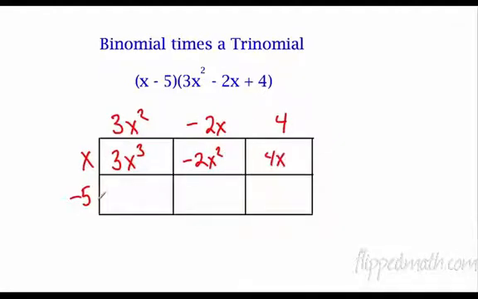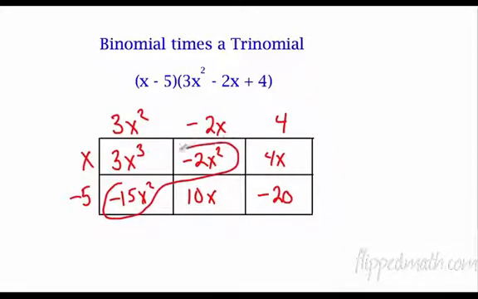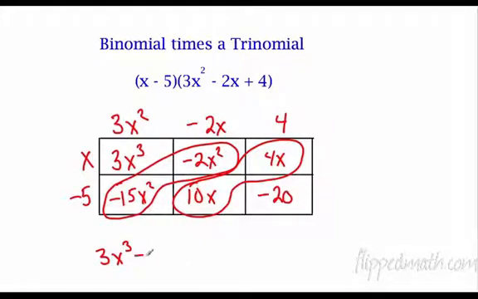Down here, negative 5 times everything up here. Negative 5 times 3 is negative 15, x squared. Negative 5 times negative 2 is 10x. And then negative 5 times 4 is negative 20. Now remember, diagonally, we have like terms. So let's do it. Standard form, highest exponent first. 3x to the third. Negative 15 minus 2 is negative 17x squared.